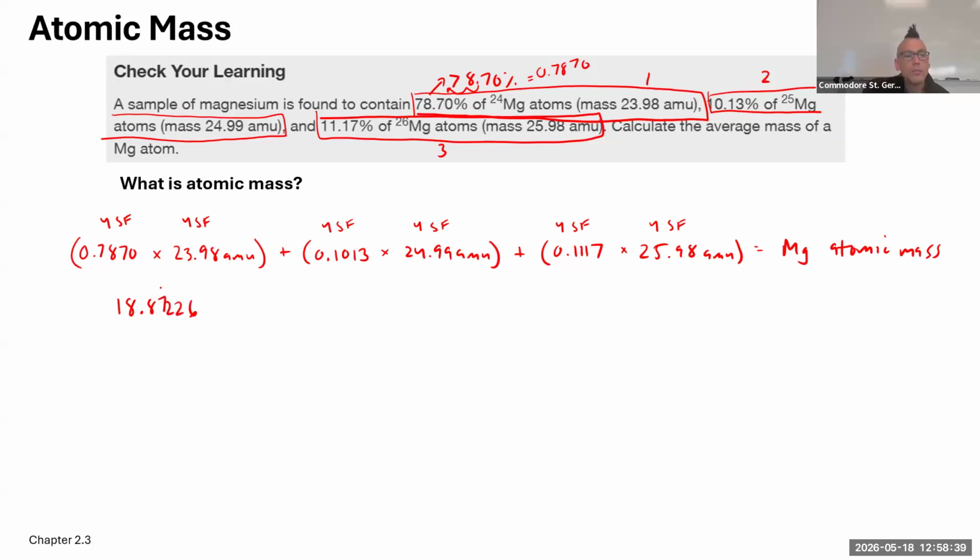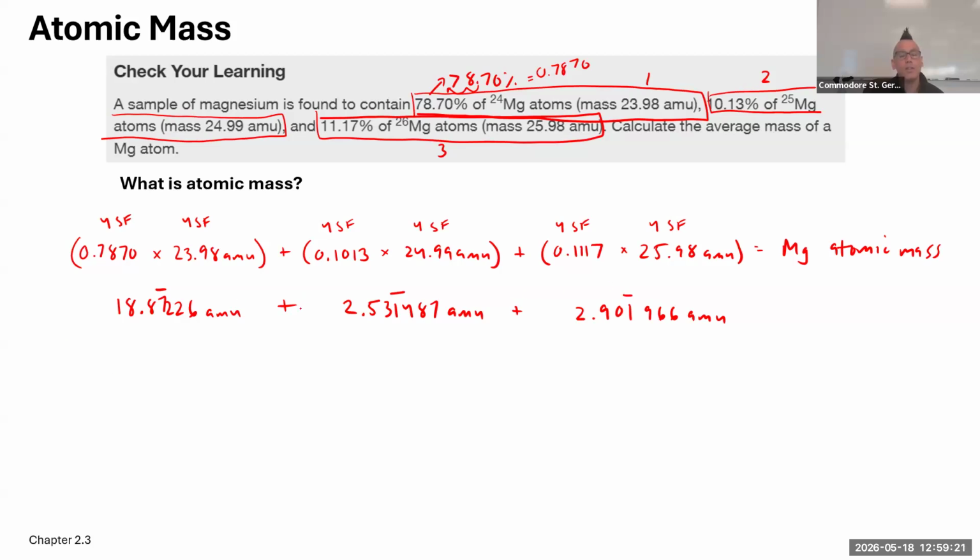So 18.87226. Let's put a line there. This is 0.1013 times 24.99. I got 2.531487. This is in atomic mass units. 0.1117 times 25.98. I got 2.901966 atomic mass units. All right. So again, there's four and then four.